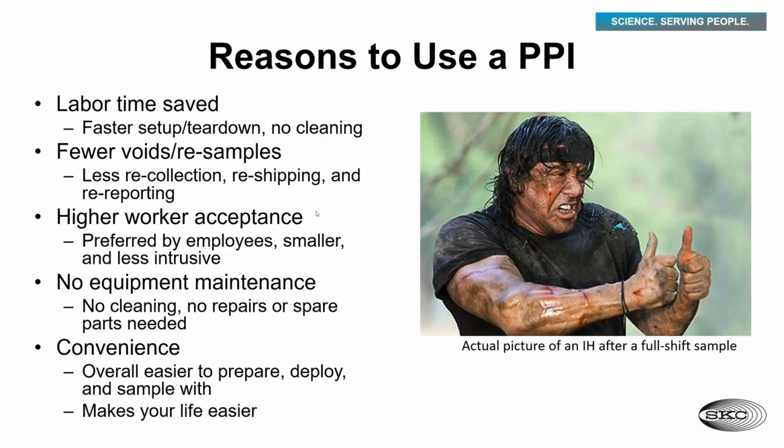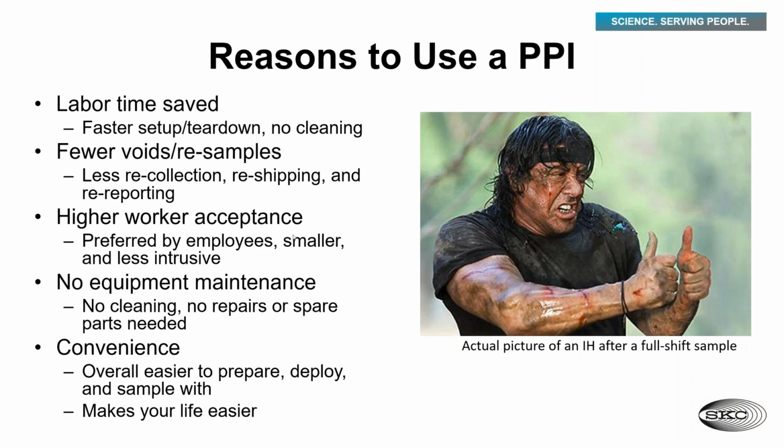A few reasons to use the PPI: it's a lot faster to set up, to deploy, to take down. It's very simple to use. There are fewer voids or resamples because you don't have nearly the same issues as you had with a cyclone, from tipping or some of the other issues that go along with it. I've never talked to a worker who has used a PPI and a cyclone who says, hey, can I please use a cyclone again? I'd much prefer that. It's quite the other way around. People using a PPI much prefer it because it's smaller, it's less obtrusive, it's not swinging around them all day. It's a very small, compact, and nice thing for them to wear.